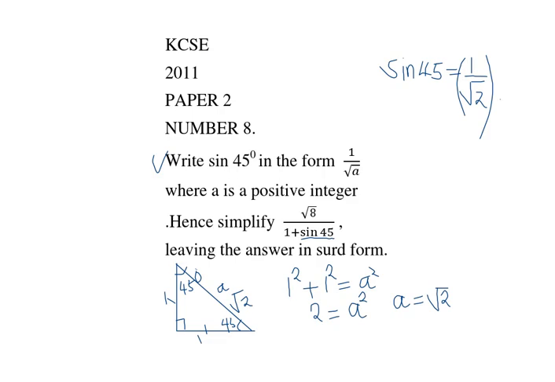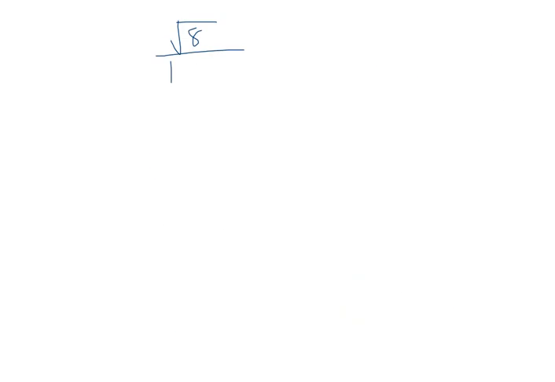So we will have root 8 divided by 1 plus 1 over root 2. So root 8 can also be written as 4 multiplied by 2 under the same root, because 4 has a rational root. Then we divide by 1 plus 1 over root 2.